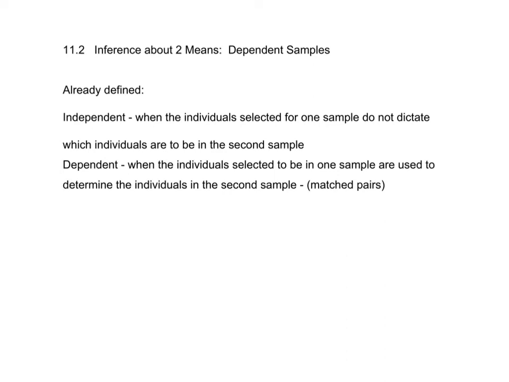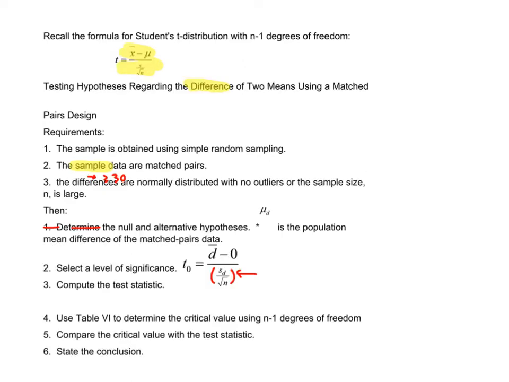Hi everyone, in this video we're going to go through section 11.2, inferences about two means, where we have dependent samples. Now we've already talked about independent versus dependent samples, so in this section specifically, the individuals selected in one sample are used to determine the individuals in the second sample, and we often hear the word matched pairs design.